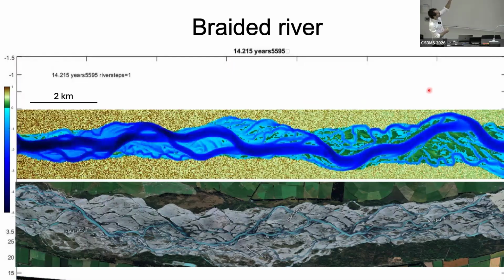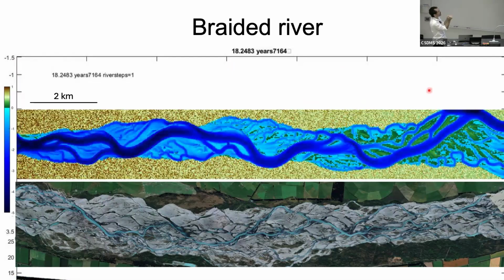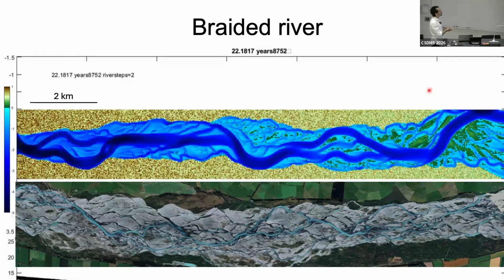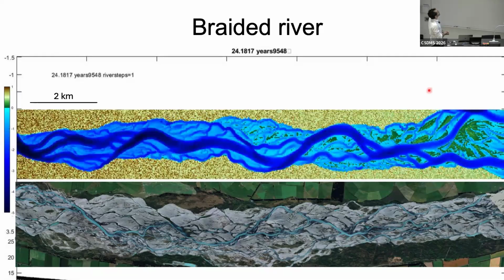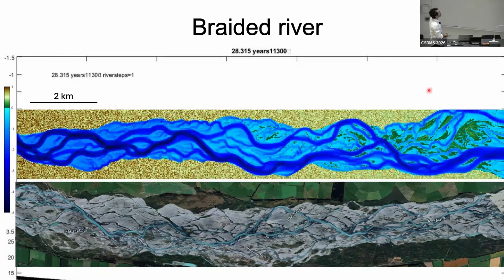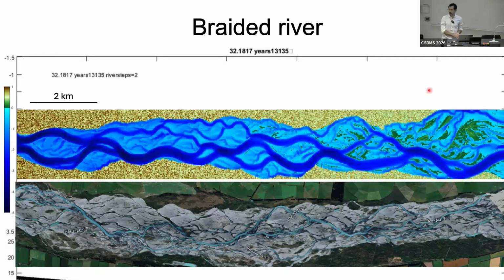I really like that during high flow, the channels tend to smooth, and then during low flow, they want to meander a little because the channels are a little more incised. And again, this is 30 years of morphodynamics, and this runs in a couple of hours on a single core. So this is the braided dynamic.